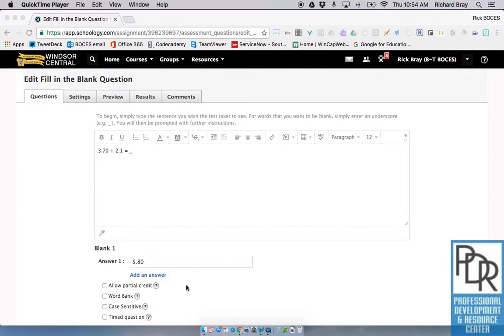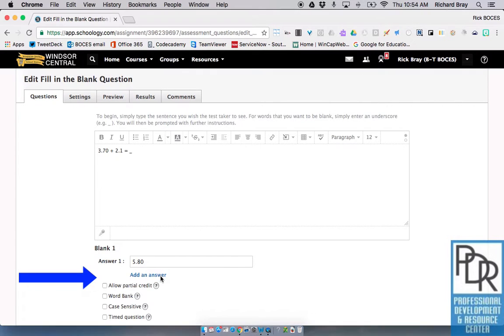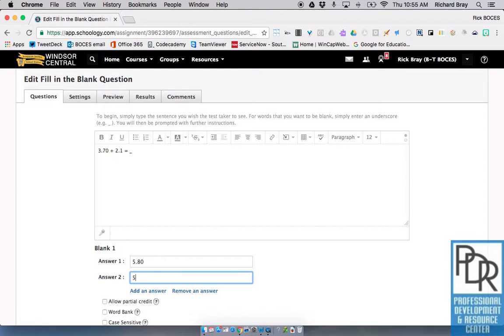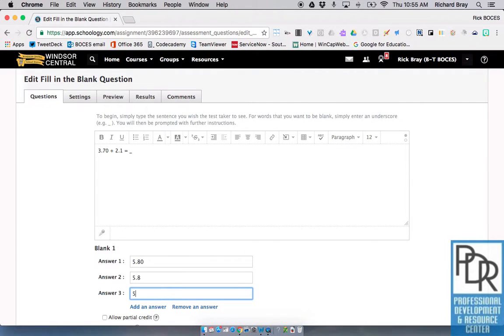What I can do is click right below the blank where it says add an answer, and that's going to allow me to put in a secondary answer. So I could put in 5.8. I could also put in 5.800 if I wanted. Now this is not making multiple blanks, it's making multiple possible accepted answers for this problem.